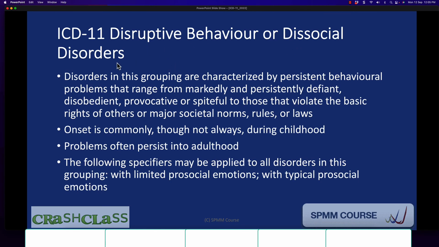Disruptive behavior or dissocial disorders. Disorders in this grouping are characterized by persistent behavioral problems that range from markedly and persistently deviant, disobedient, provocative, or spiteful to those that violate the basic rights of others or major societal norms, rules, or laws. Onset is commonly during childhood, though not always. Problems often persist into adulthood. The following specifiers may be applied to all disorders in this grouping: with limited prosocial emotions, with typical prosocial emotions.